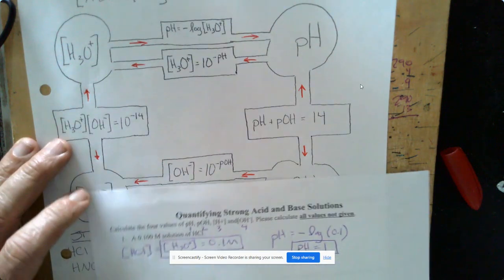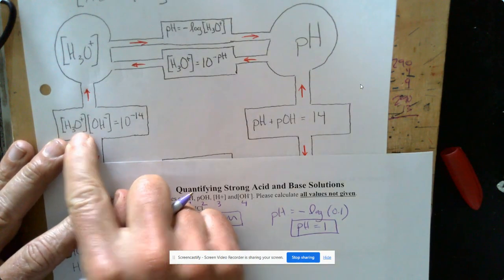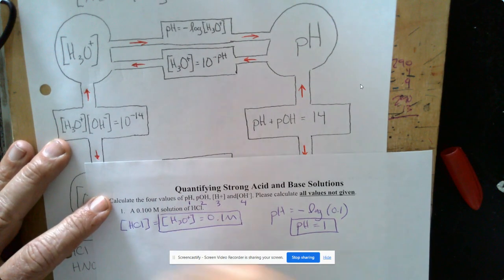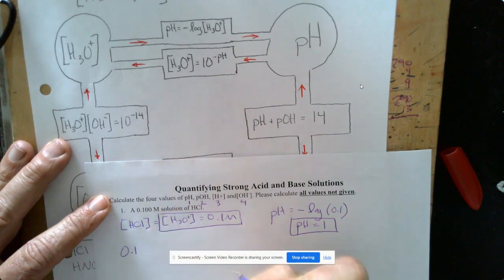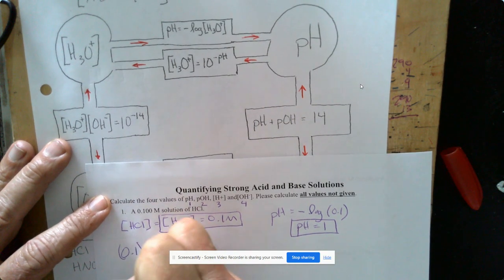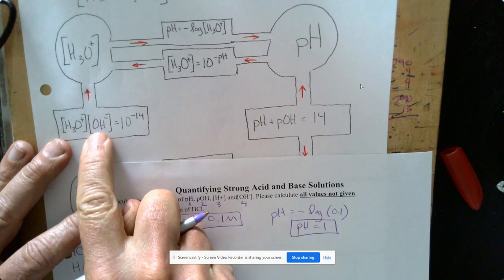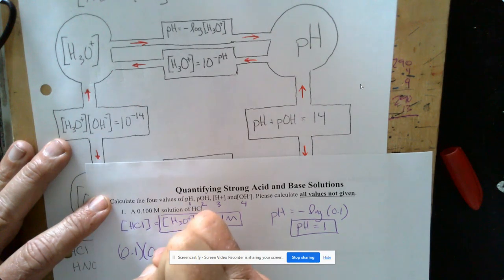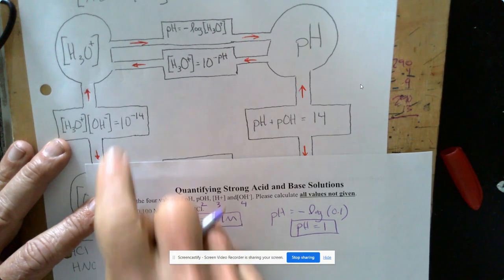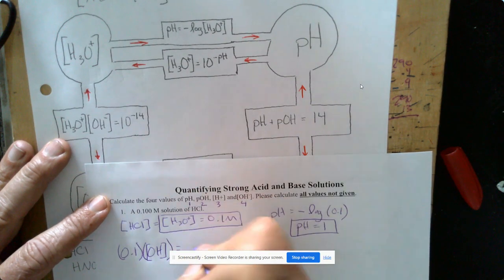So here's how it works. The hydronium concentration, which is 1/10 molar, times the hydroxide concentration, which we don't know what it is, is equal to 10 to the negative 14.